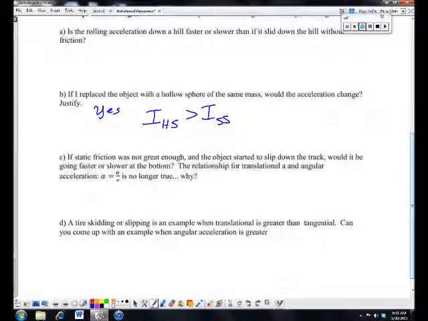If static friction was not great enough and the object started to slip down the track, would it be going faster or slower at the bottom? The relationship for translational a and angular acceleration alpha is no longer true. Why? It's not true because this only holds for the fact that every ounce of turning also turns into translational. So this relationship holds true as long as you do not slide, slip, anything like that.